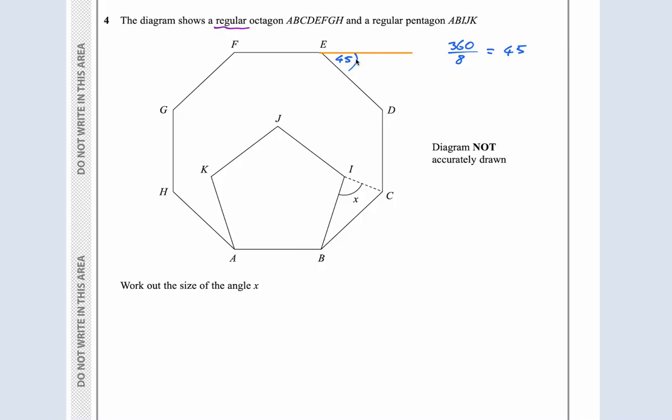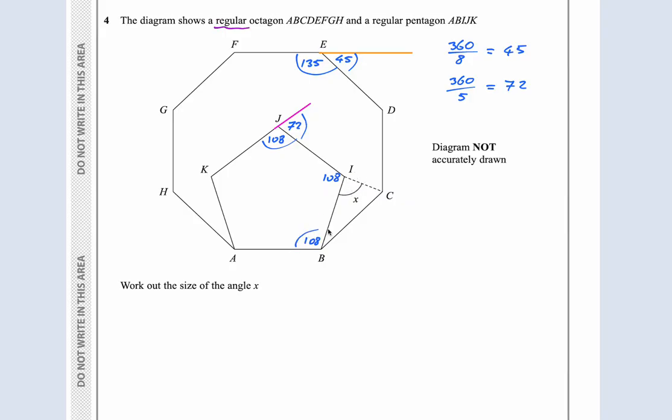When I have the exterior, I can get the interior. This is 135. I just take that from 180. Similarly, the exterior angle here is 360 divided by 5, because it's a 5-sided shape, a pentagon, which is 72. So this is 72, which means this is 108 there. Okay, now that's 108, that's 108, that's 108, this is 108.